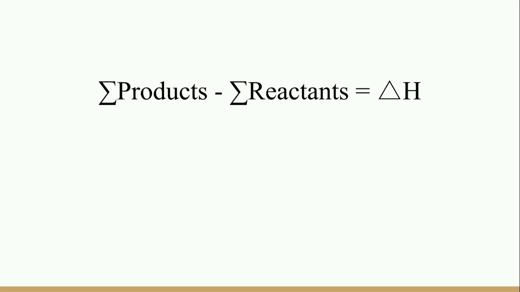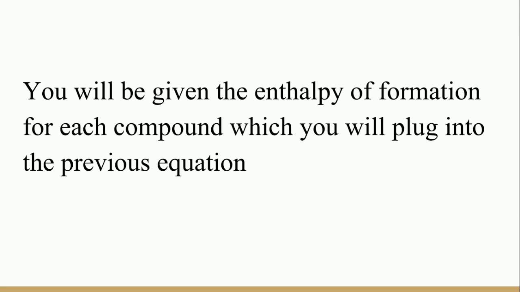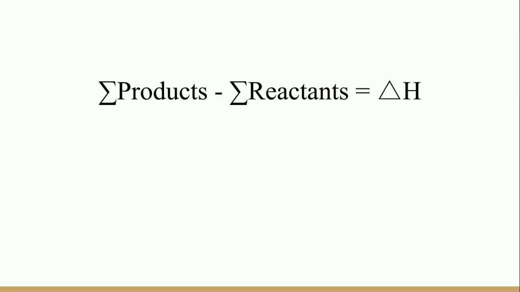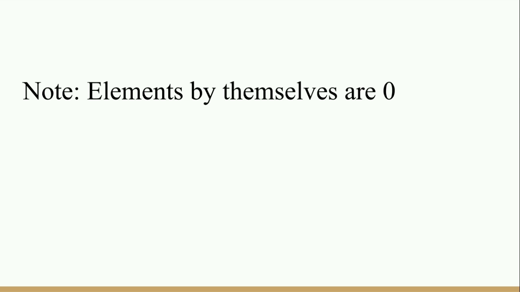By doing that, you're going to take the sum of the products minus the sum of the reactants, and that's going to give you your delta H. To do this, you're going to be given the enthalpy of formation for each compound, which you will plug into the previous equation right here. Note, elements by themselves will always be equal to 0. No exceptions to that. That is due to the fact that there's no enthalpy of formation between an element that is itself, because they essentially just exist together. There's no actual formation between them.